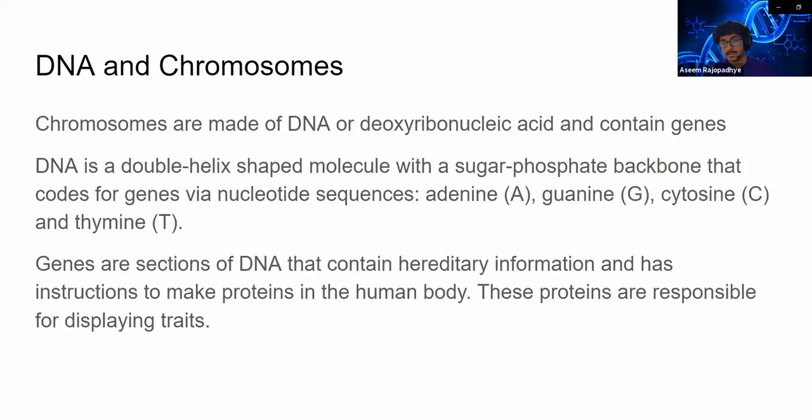C, and T respectively. The order in which these nucleotides are sequenced within the DNA molecule codes for a gene through a process called transcription and later translation into a protein, which helps display a trait. Genes are sections of DNA that contain hereditary information, and these are instructions to make proteins in the human body, which display the traits.